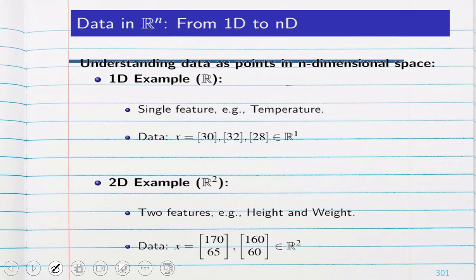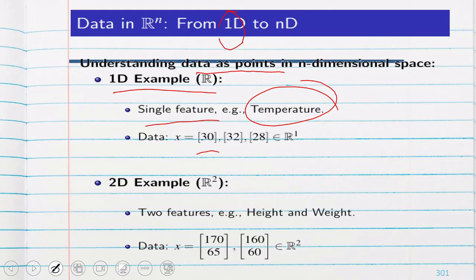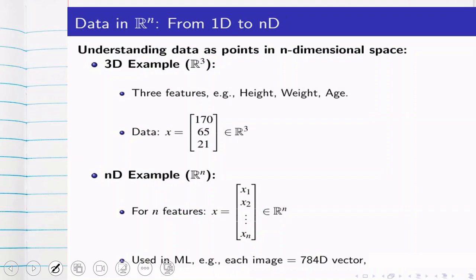So how will you represent data? Understanding 1D data. 1D data means it is a point in one dimension. A single feature is there, temperature: 30, 10, 32, 28. It is an element of R^1. A 2D vector means it is R squared. Two features are there, that is, there will be two elements present in this vector. That is an element of R squared. Two features, so R squared. If there are n features, then it will be R^n.